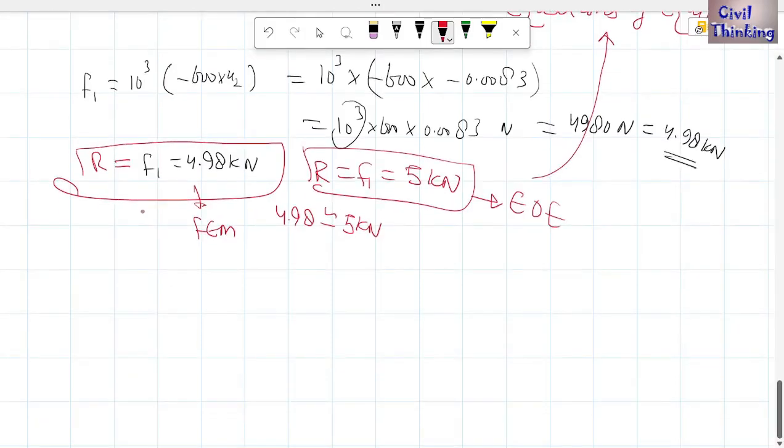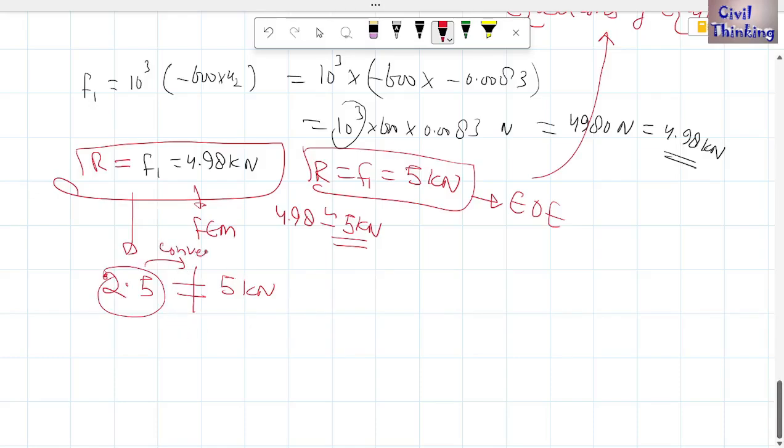Now if somehow we had got this value using FEM as, for example, 2.5 or something, and it was no way equal to the 5 kilonewton, then it means something is wrong, we have done poor meshing. Then we would repeat all the steps until we get a value close to 5. That process is called convergence. We have to refine the mesh until we get convergence. Convergence means we got a value which is very close to the actual.